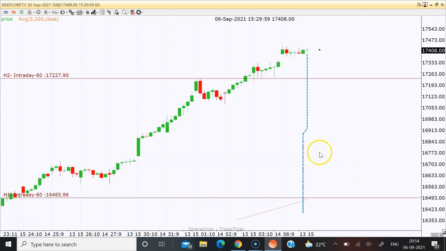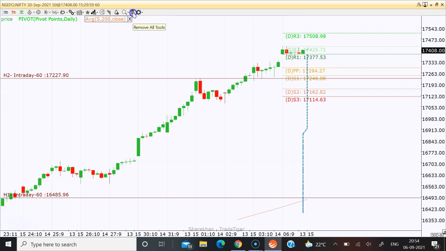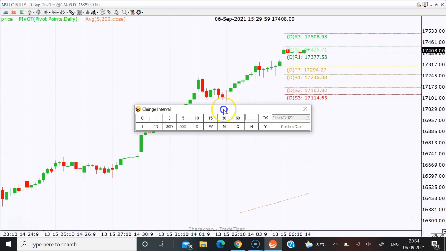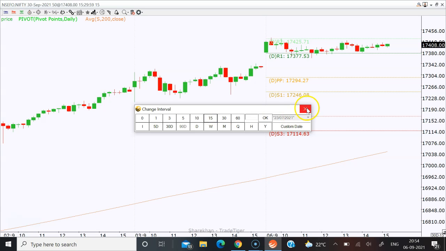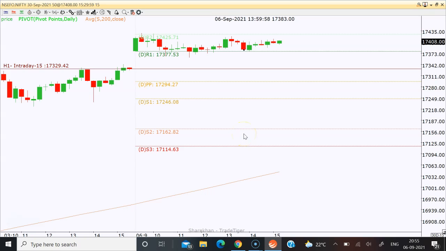But how to take that shorting opportunity is, just place the pivot levels on the chart, and I'll remove these lines and drawings and everything. So we'll get into the 15 minutes time frame, and you can see the pivot levels. Today was flat trading, completely range bound trading in Nifty. So tomorrow, anything below yesterday's closing price, not today's, yesterday's closing price, we can go ahead with the shorting opportunity. Until that point of time, there is no shorting opportunity.